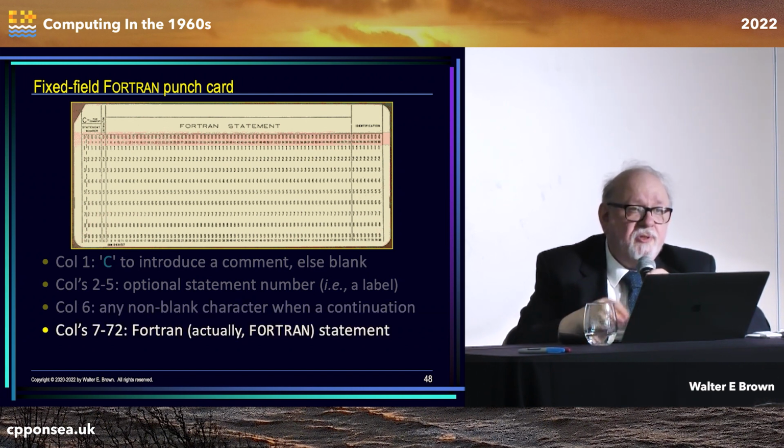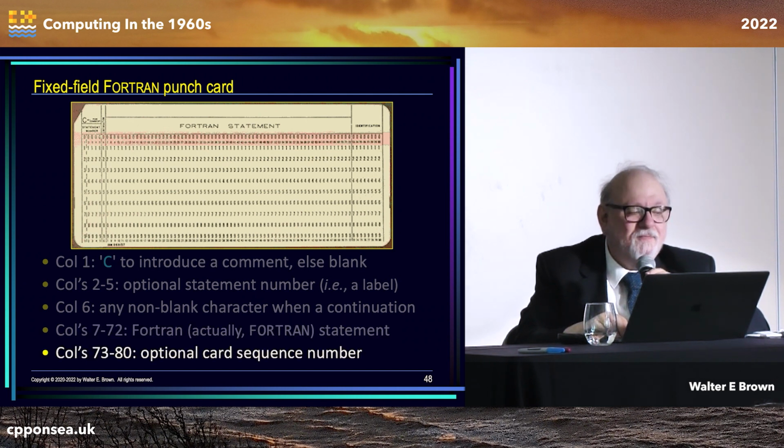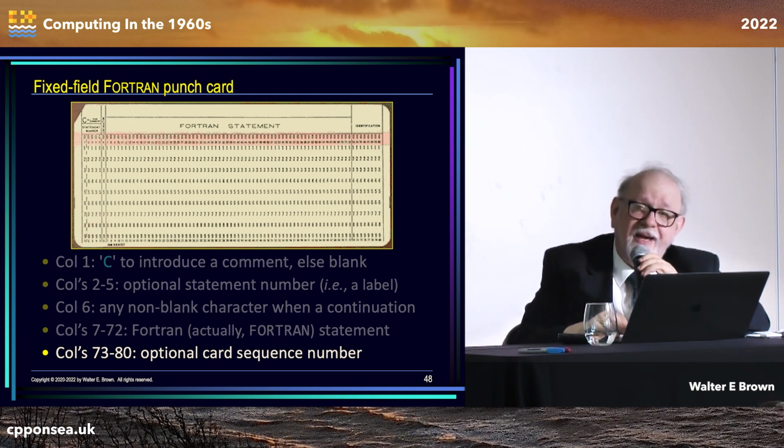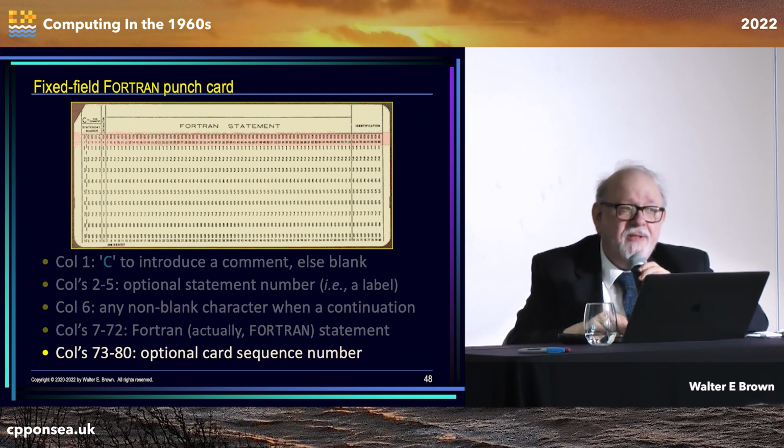7 through 72 is where you put your Fortran statement. And Fortran was still all uppercase back then. And 73 through 80, optionally, you could put a sequence number there. In case you dropped your deck, you ran it through the card sorter, you could put the cards back in order if you put the numbers there in the first place, which not many of us actually did.